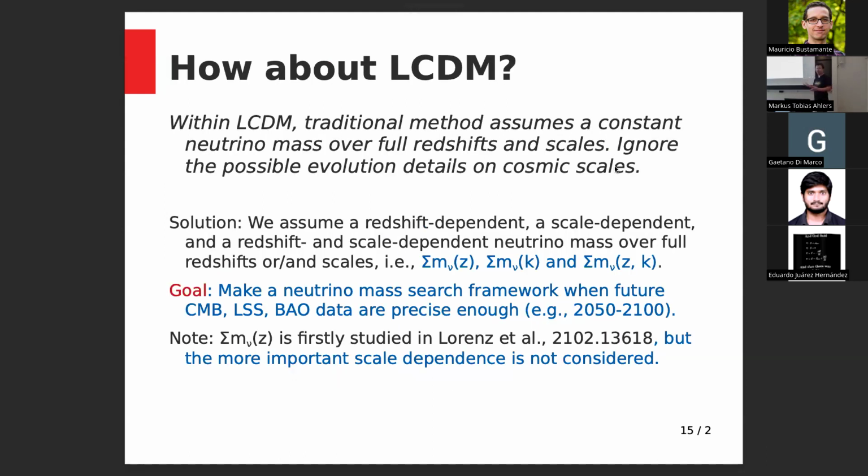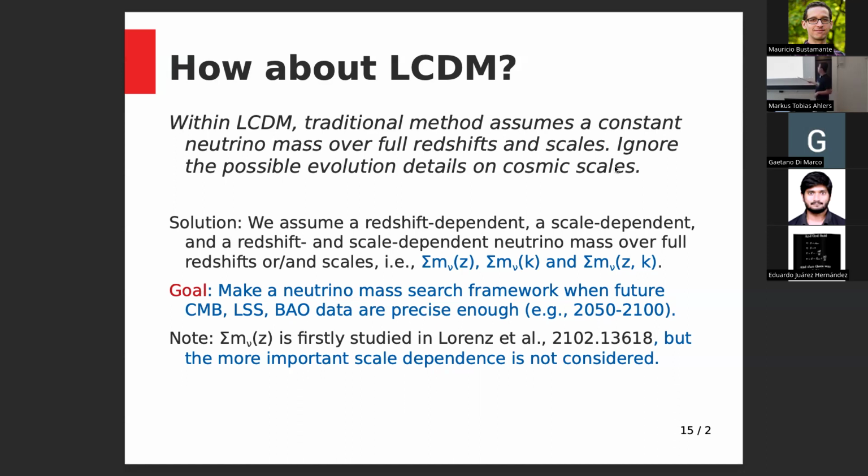How about lambda-CDM? Within lambda-CDM, the traditional method assumes a constant neutrino mass over all redshifts and scales. It ignores the possible evolution on cosmic scales. Our solution is to assume a redshift dependent Mν(z), a scale dependent Mν(k), and a redshift and scale dependent Mν(z,k). Our goal is to make a neutrino mass search framework for the far future, for example 2050.